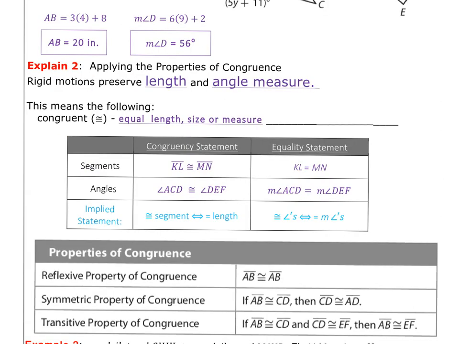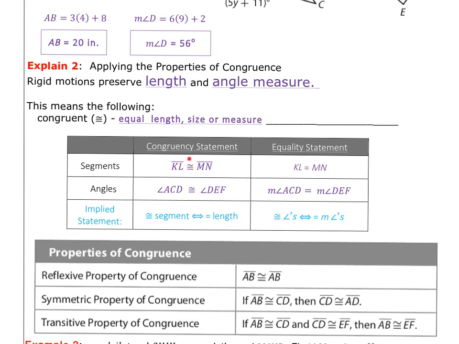All right, so this leads us to our next explanation of applying the properties of congruence. Since rigid motions preserve length and angle measure, we can say that congruency is equal length, size, or measure. So when we're comparing segments, congruency versus equality, the notation is different. So please note the notation, very important. Having the bar with the congruent symbol indicates that an object has same size, same shape. If I want to talk about length, then I take away the bar and I'm just talking about the measurement, so the length being equal in measure.